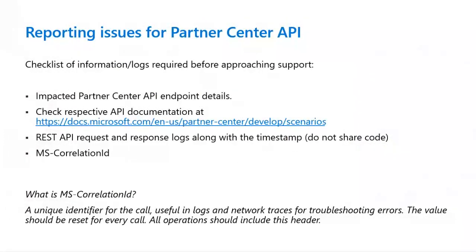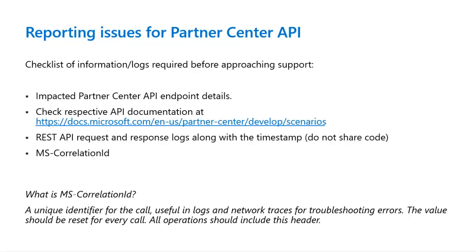There might be scenarios where the API endpoint is not working properly as per the expectation, or the API calls are failing. In that case, we would recommend you to please raise a support request with the below logs. The first one would be impacted Partner Center API endpoint details. Check respective API documentation for the same. Then, REST API request and response logs along with the timestamp. Also, we would advise you to please avoid sharing the complete code with us. And at the end, we have the MS correlation ID.